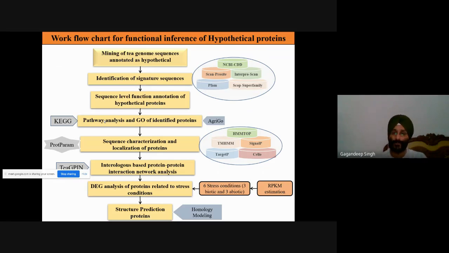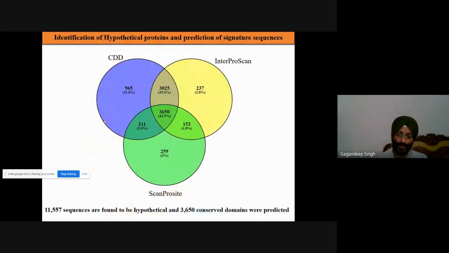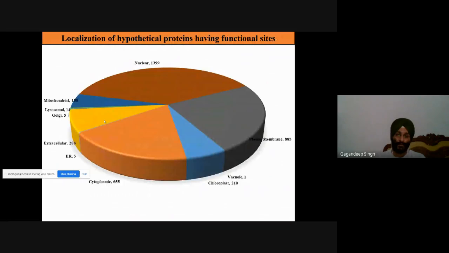This is the overall workflow chart, using conserved sequences, tools for primary, secondary, and tertiary structure analysis, and further structural prediction and homology modeling. I have connected next generation sequencing with structural biology, predicted structures related to hypothetical proteins, and reported these structures using databases. And this is the localization of the hypothetical proteins that I have characterized.